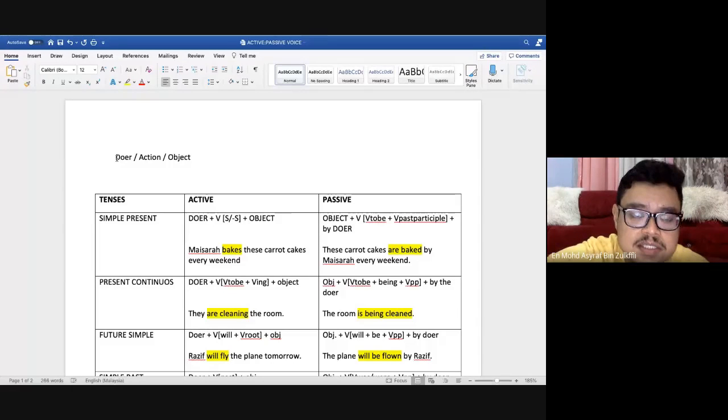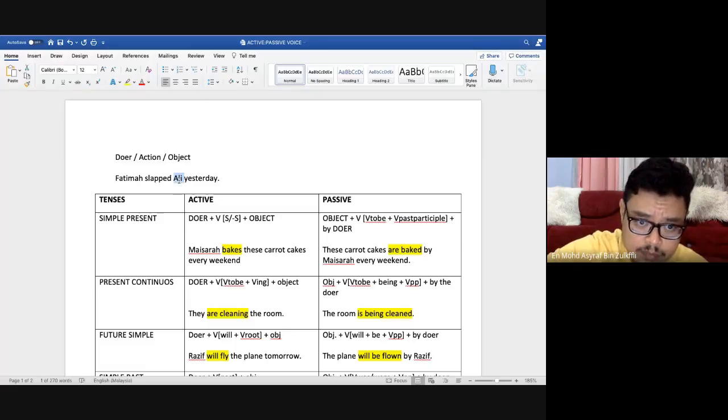In an active sentence, the doer is the subject of the sentence. For example, when I write "Fatima slapped Ali yesterday," Fatima is the doer, the action is slapped, and the object is Ali. The doer is the person doing the action, and the object is the person or thing that is affected by the action.